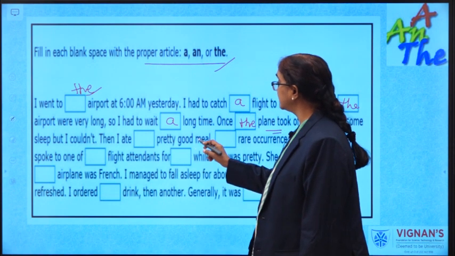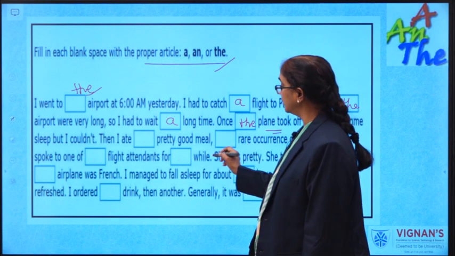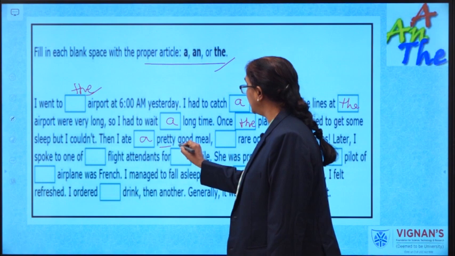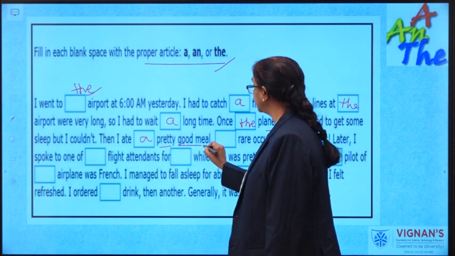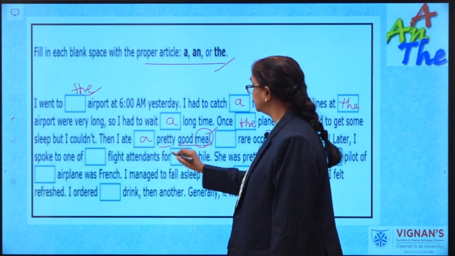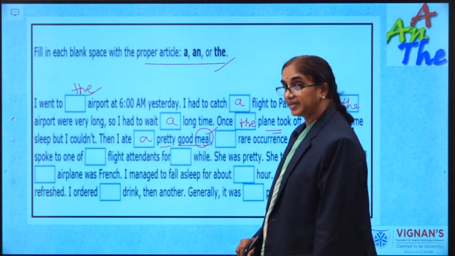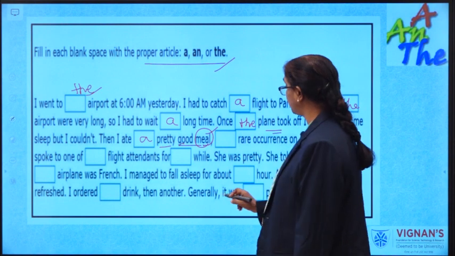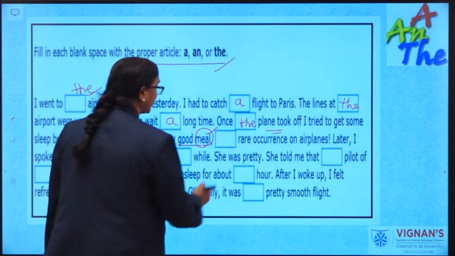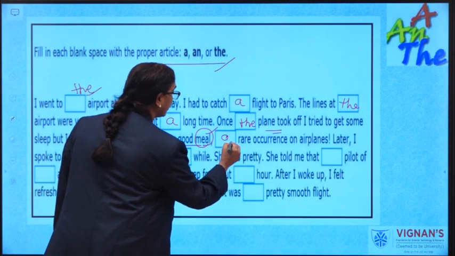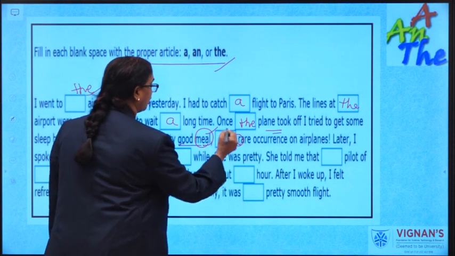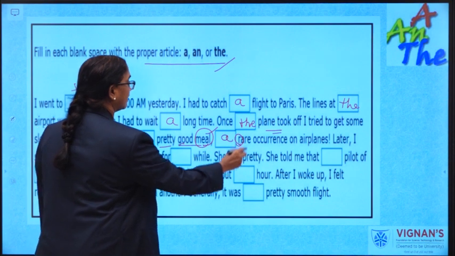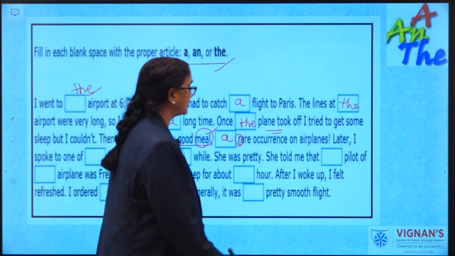Then I ate a pretty good meal. A pretty good meal. So here there are two adjectives and there is a noun. So then I ate a pretty good meal, a rare occurrence on aeroplanes. So here, what is rare occurrence? A rare occurrence. So here this is a consonant sound. Then I ate a pretty good meal, a rare occurrence on airplanes.